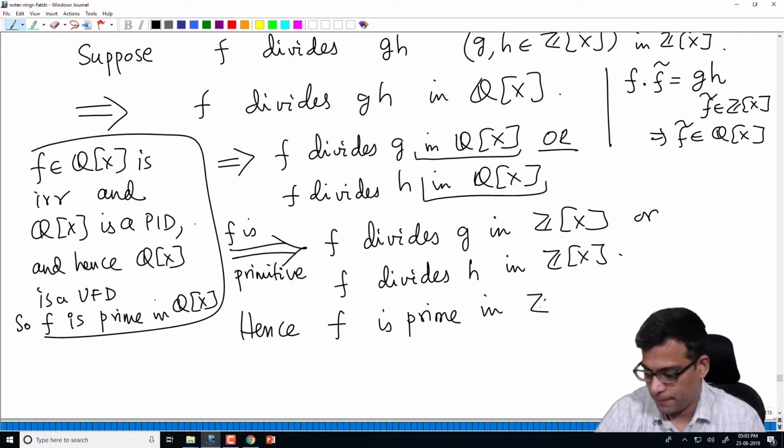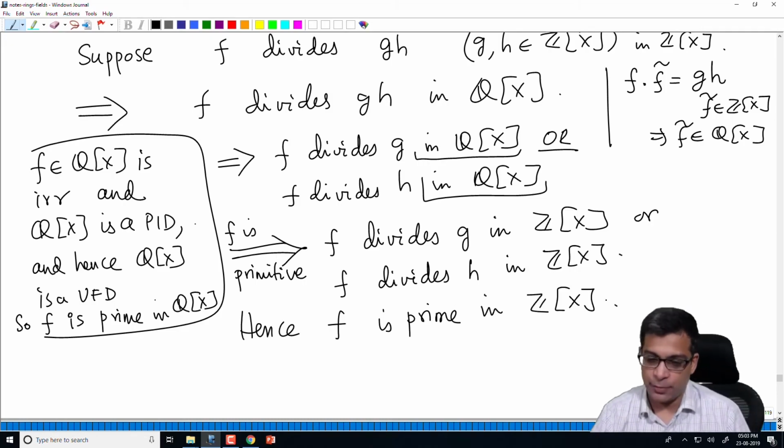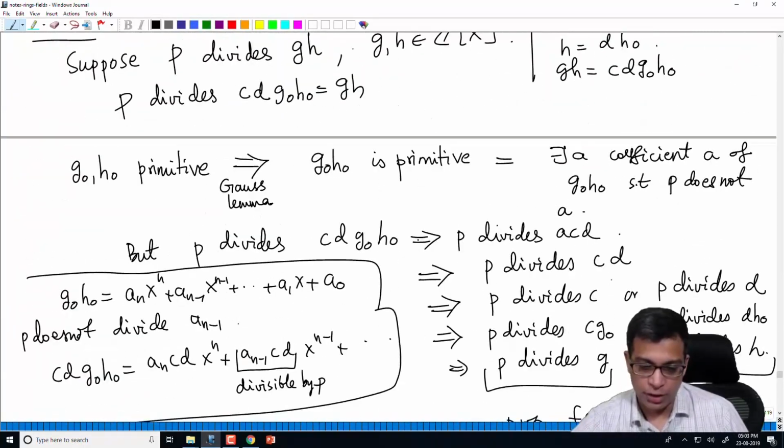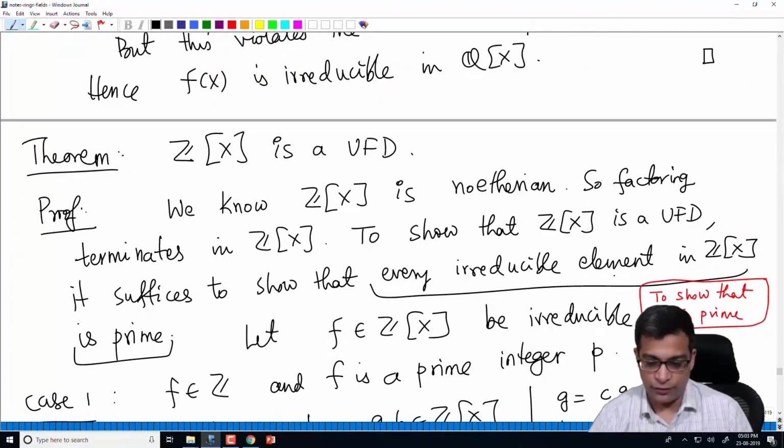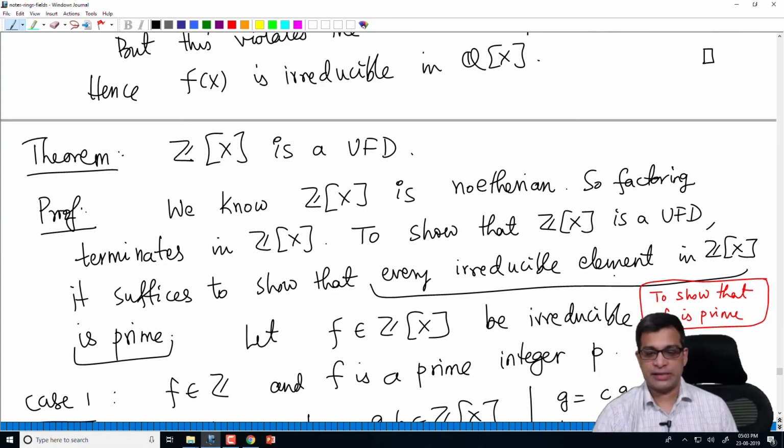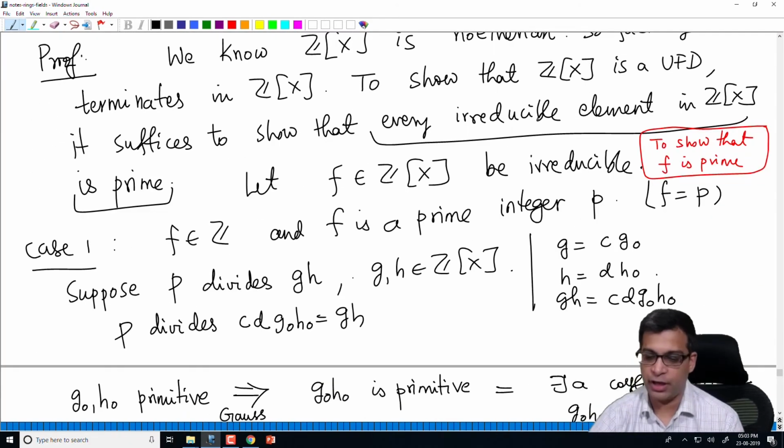Okay, so just let me review the proof. What am I doing? I am trying to show that Zx is a UFD. What we want to show is that every irreducible element in Zx is a prime element because Zx already is Noetherian. So factoring definitely terminates in Zx. So all we need to show is that irreducible elements are prime. Let us take an irreducible element and suppose it divides a product GH. F is irreducible, it divides a product GH.